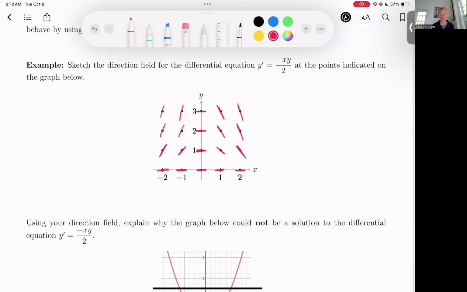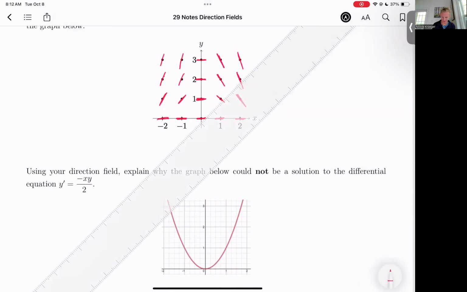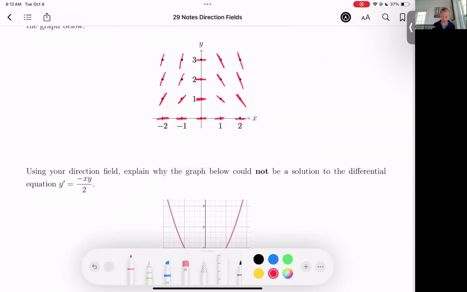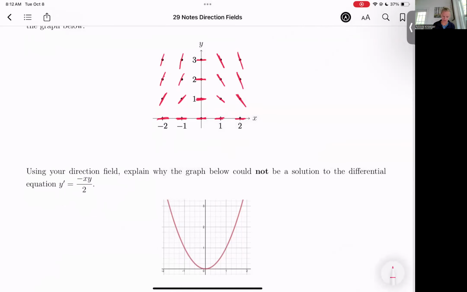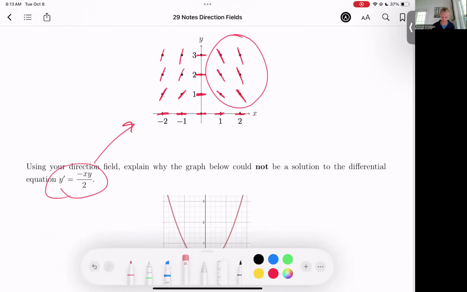Okay. So we notice that this next example is asking us why this parabola cannot be a solution to the differential equation that we had above. Well, if we look at the direction field that we have above, things are going down. This side of the equation has positive slopes, but over here we have negative slopes. So that would be a good reason to explain why that could not be a solution to the given differential equation.